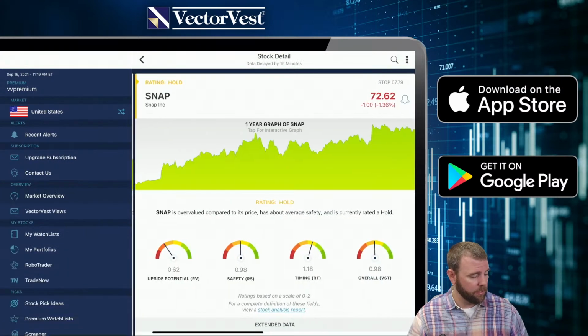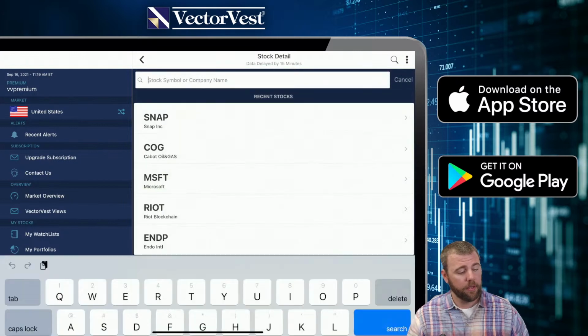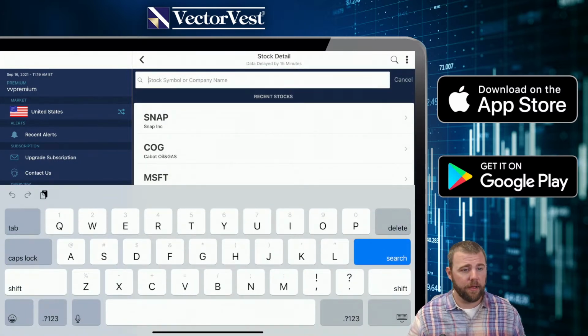SNAP. So Snap, poor long-term potential, a lot of risk associated with it. You do have a decent short-term uptrend, but not enough to offset the amount of risk involved. So therefore, the stock is not favorable currently. Let's see what else we have.